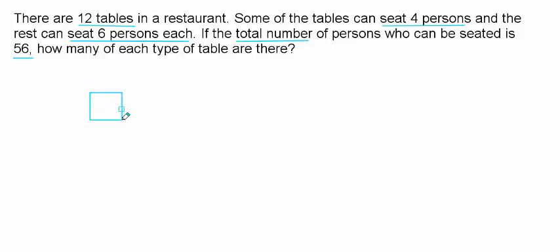So we have our two boxes or two numbers that represent the number of each type of table. Let's say this is the number of 4-seaters and this is the number of 6-seaters. And they add up to the total number of tables, which is equal to 12. Now if I use x for the number of 4-seaters, what is the number of 6-seaters in terms of x?